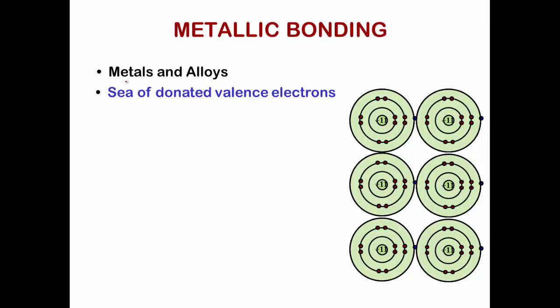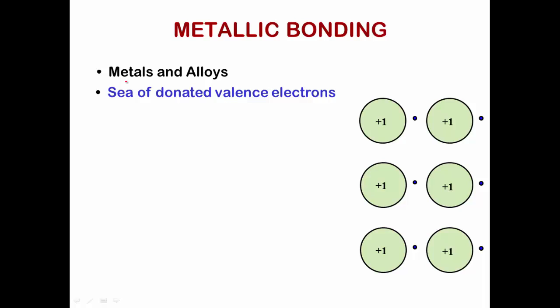Let's take a look at metallic bonding. Again, remember here we have all atoms that have relatively weak grips on their electrons due to low effective nuclear charges. As a result, the valence electrons are held very loosely and are relatively mobile. We tend to think of metals as having a sea of donated valence electrons.